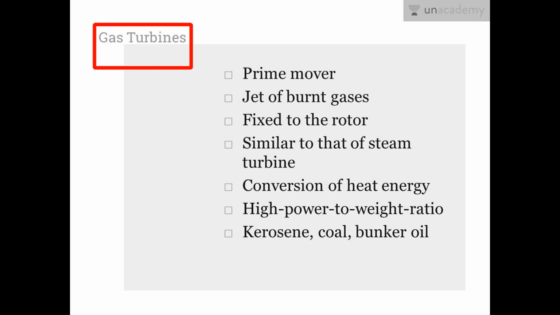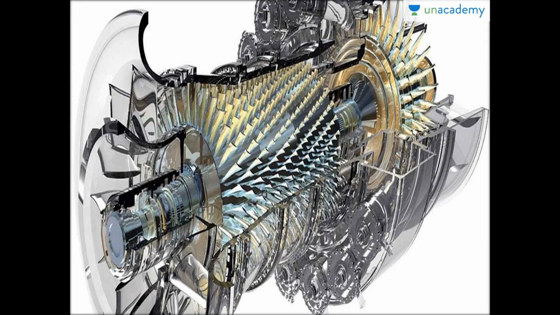So gas turbine, it is actually a prime mover. Here a jet of burnt gases or air is made to flow over several rings of moving blades which are fixed to the rotor. The shape of the blades are almost similar to that of the steam turbine. It also helps in the conversion of heat energy, and it has a very high power to weight ratio. That is the reason gas turbines are used. Kerosene, coal, bunker oil, coal gas, gasoline are some of the fuels which are used in the gas turbines.